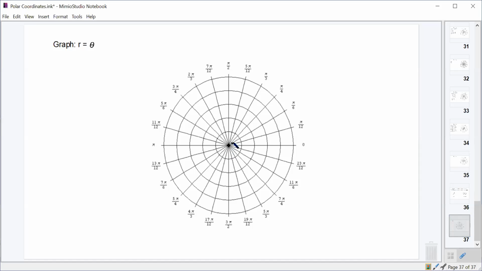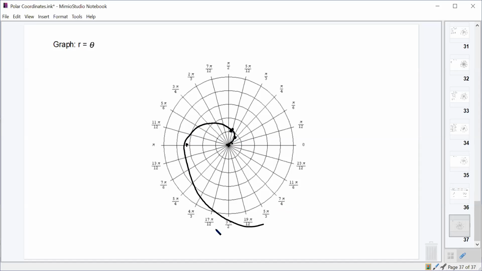Pi over 4, we'll call it like 3/4-ish. That's going to be just a little bit above 1 at pi over 3. And out at pi, 1, 2, 3 and a bit. And you can see it's just going to keep spiraling out here. Something like that. That's not perfect, but it's going to spiral out. You can change the theta, make it a half theta or a 2 theta if you want to make it a tighter spiral or a wider spiral.